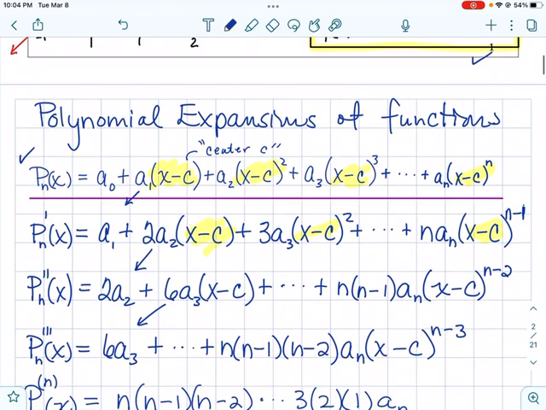So now if I take the derivative of that, p prime of the nth degree polynomial, you can see I get this next line.